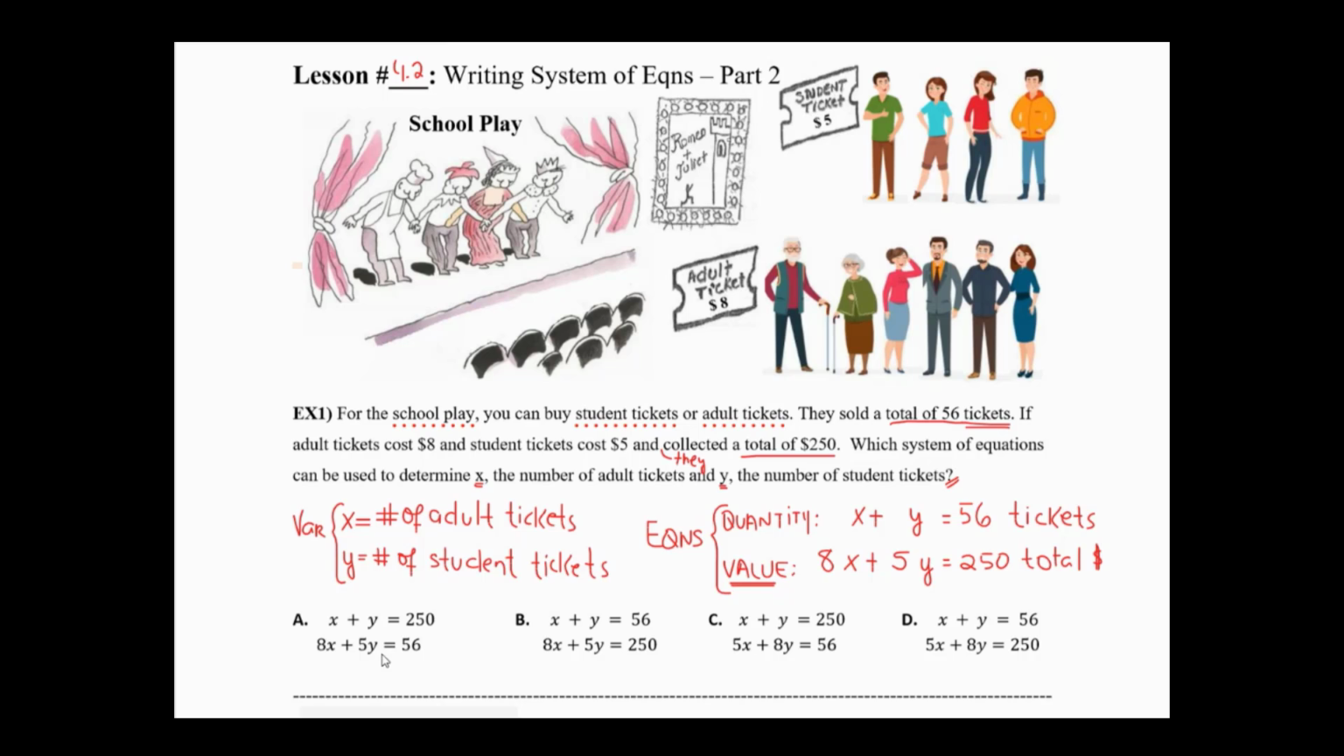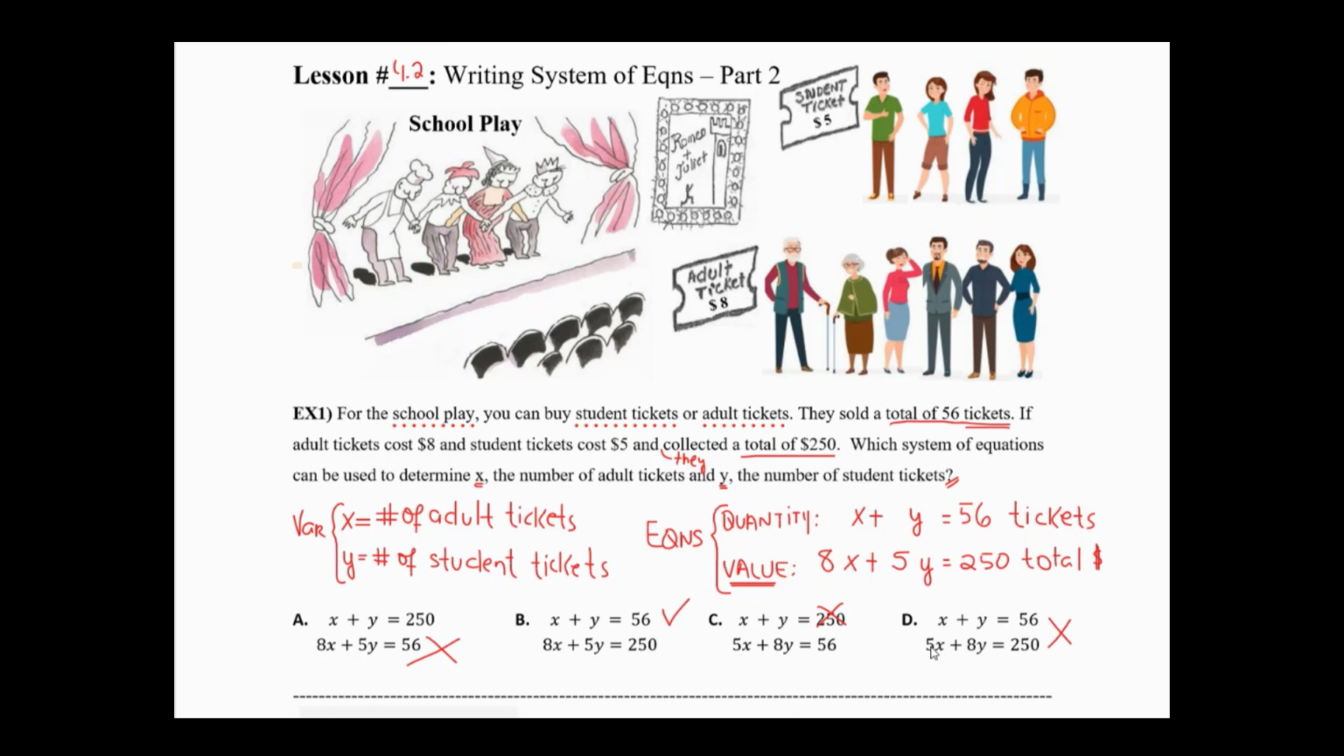Now we just have to see where they are at multiple choices. And if you notice, the first one is wrong because it says 8x plus 5y equals 56. It doesn't match. This one matches the bottom and the top. So letter B is looking good. Letter C is wrong because we see it equals 250. And the first equation is good, but notice right there, they mix the numbers before the variables. Okay, so we know that is wrong.